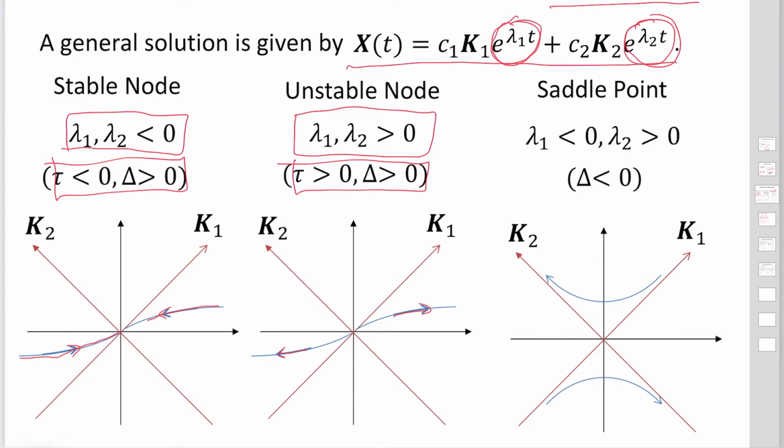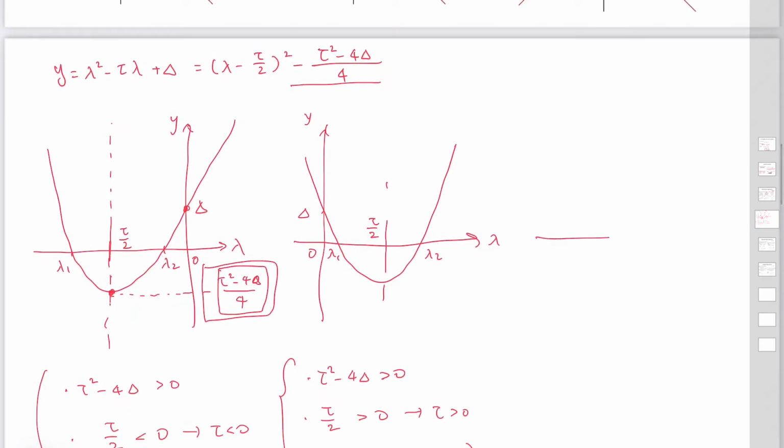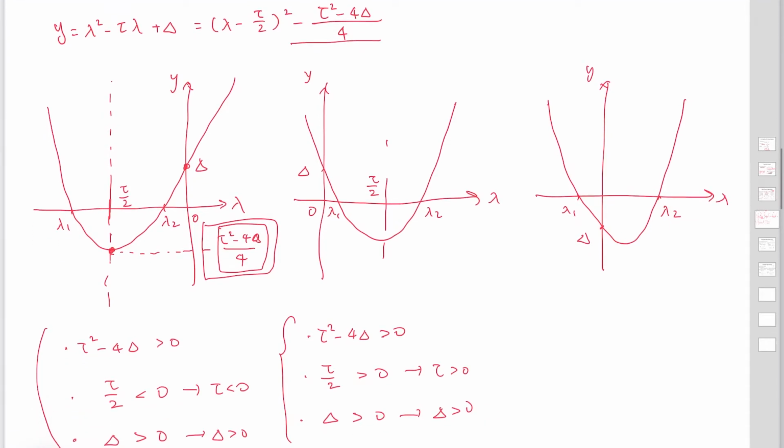And the last case is when one of the solutions is positive and the other one is negative. So in this situation, lambda, y. To find this situation, we have this one. So this is lambda sub 1 and lambda sub 2, and this is delta. To have these curves, we only need one condition: delta has to be a negative quantity.